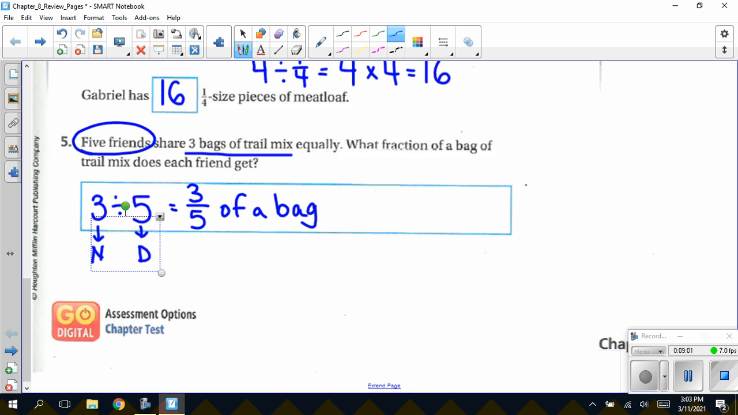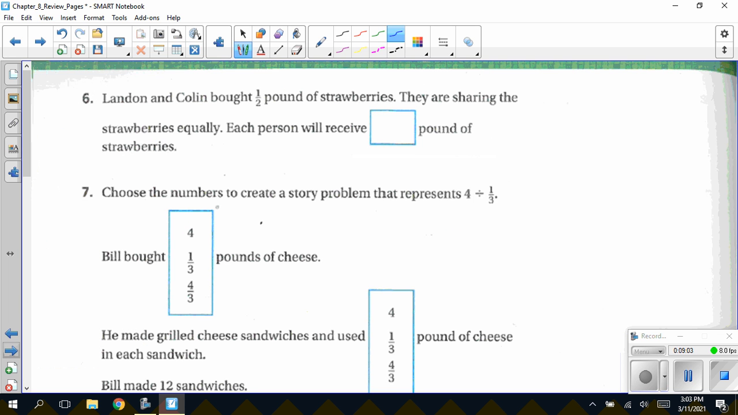Moving on to page 524. Question number 6. Landon and Colin bought 1/2 pound of strawberries. They are sharing the strawberries equally. Each person will receive how much of the pound of strawberries?